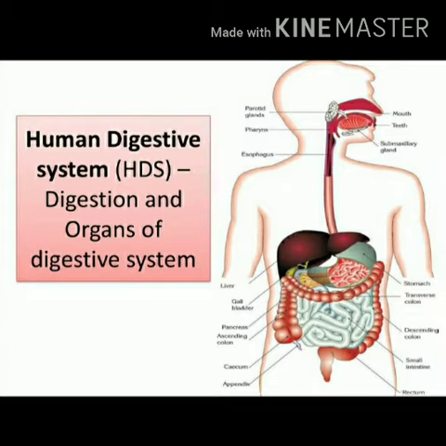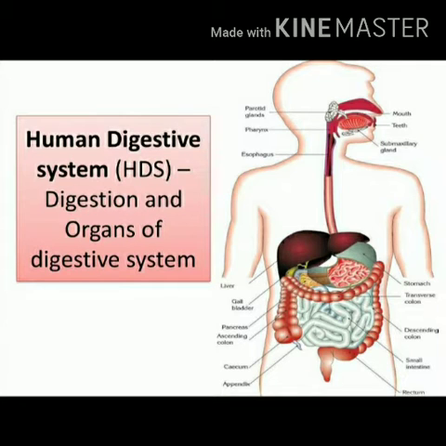In this chapter, we discuss the human digestive organs, the digestive glands, and briefly the enzymes which are present in the body and help in the digestion process. So first we discuss what the digestive system is. The digestive system is that system which helps in the digestion of food.